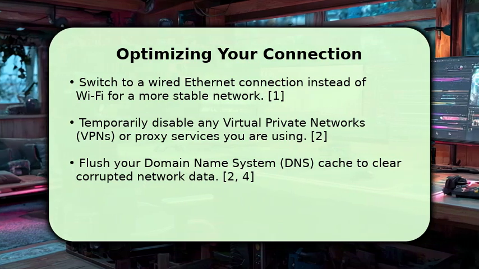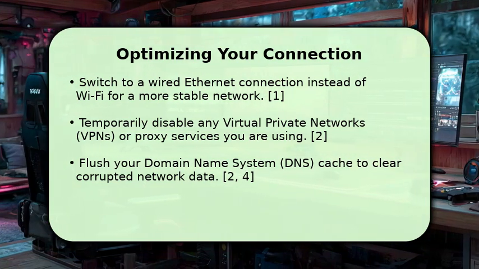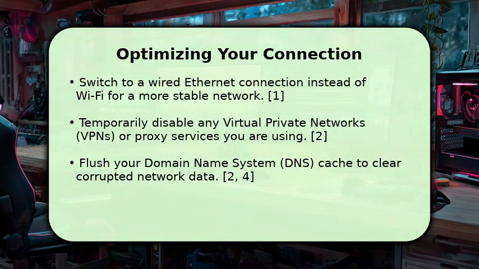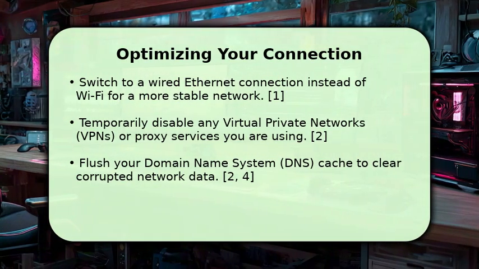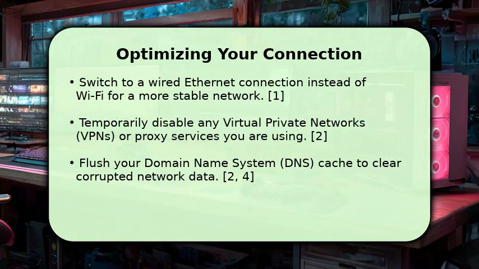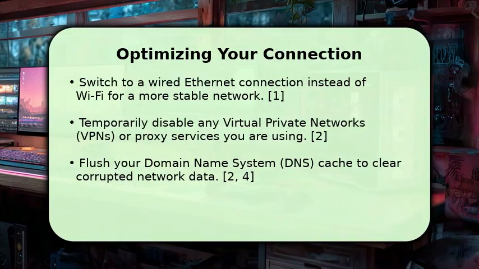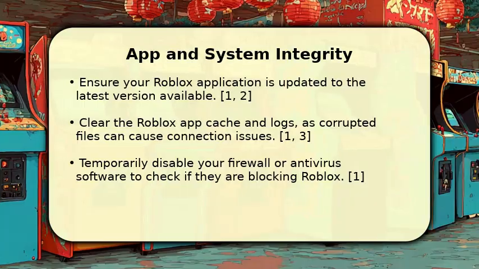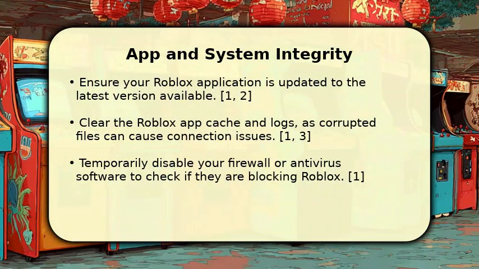Another crucial step is to flush your DNS cache. On Windows, you can do this by opening Command Prompt and typing ipconfig /flushdns. This clears out old, potentially corrupted network data, allowing for a fresh connection to Roblox servers and often resolving error 277. Now, let's focus on the Roblox application and your system.